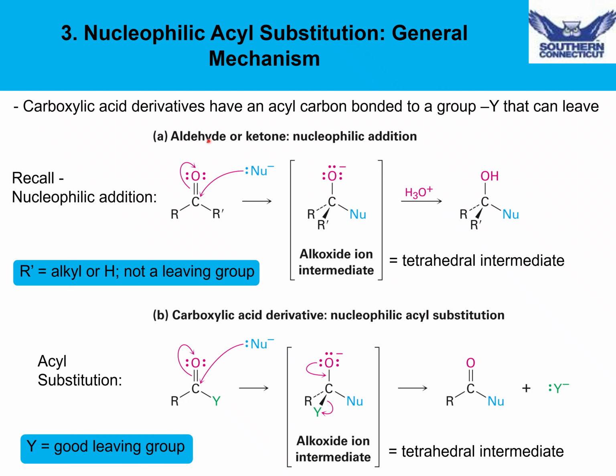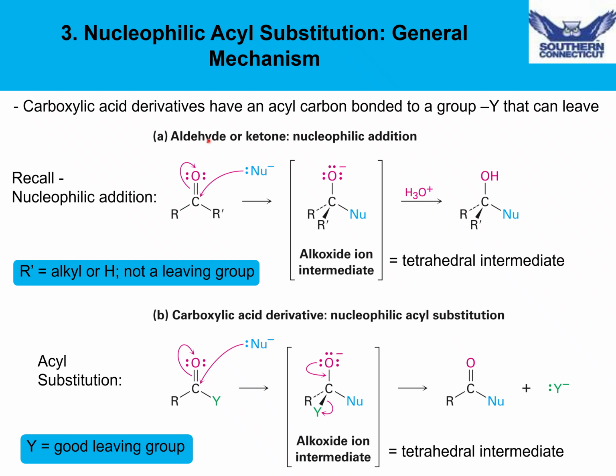For most of the chapter, we're going to cover a reaction called nucleophilic acyl substitution. So we're going to start by looking at the general mechanism for this reaction. Carboxylic acid derivatives have an acyl carbon that has some sort of leaving group, which we're going to abbreviate with the letter Y, that can be replaced by a nucleophile.